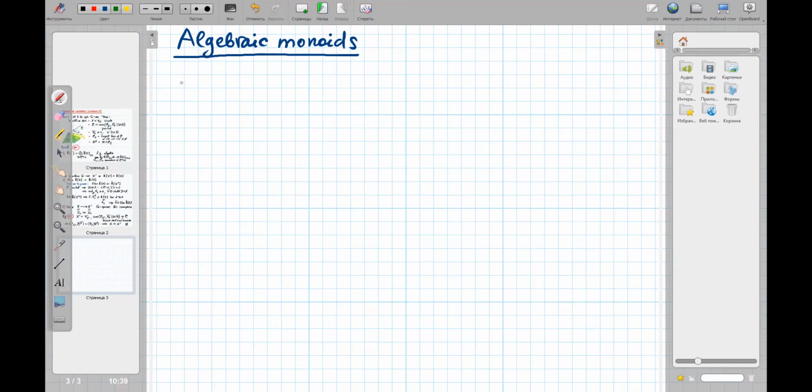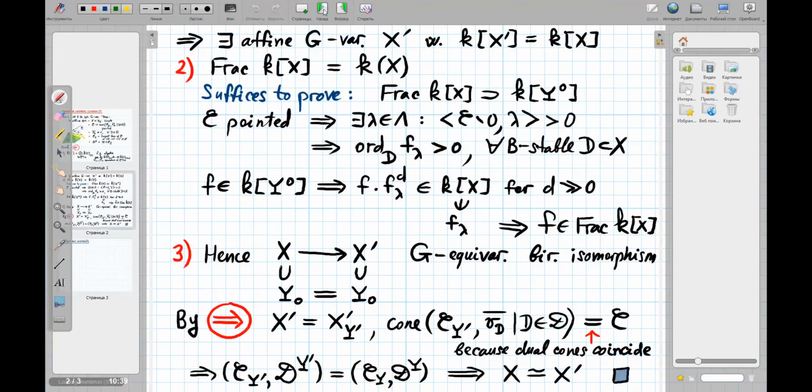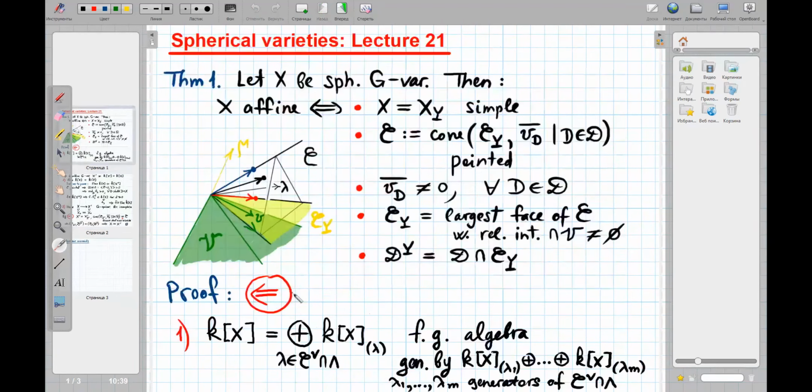Let's turn to the last page. So we have that the colored cone of X and X prime is the same. But we do not know that X is simple. We know this by assumption, because we prove from the right to the left, we assume that it is simple. Yes, the assumption. I forgot that. Thanks. Okay, so let's continue.